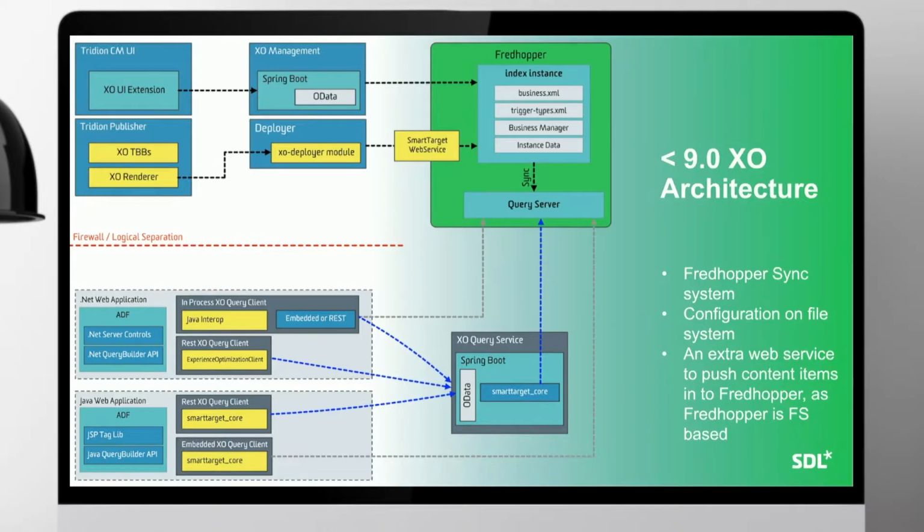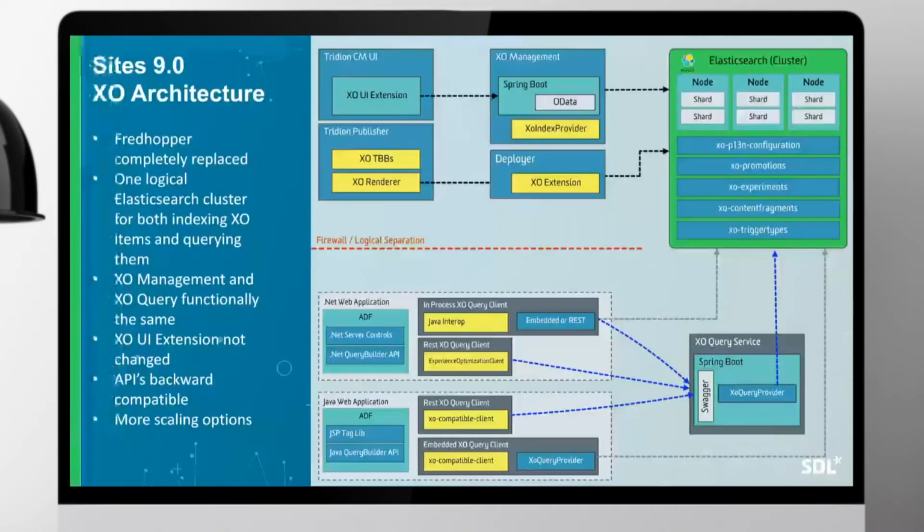And basically, this whole architecture hasn't fundamentally changed, apart from one, well, pretty crucial part, of course, and that is that we swapped out Fredhopper for Elasticsearch. And as you can see in this diagram, apart from having replaced Fredhopper, the whole sort of architecture has stayed the same. So we still have an XO UI extension talking to the XO management service, but instead of the XO management service talking to Fredhopper, it now talks to Elasticsearch.